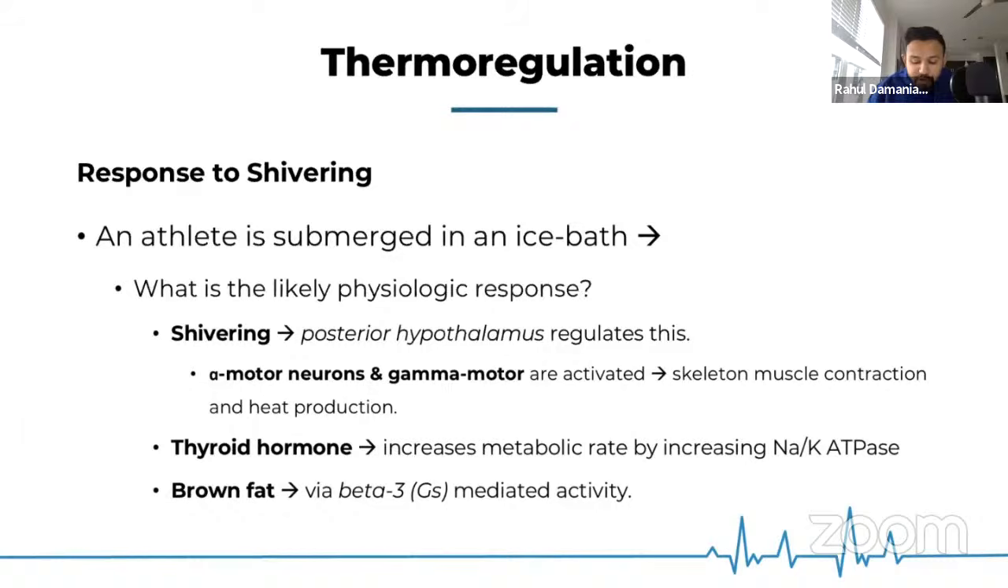When you're thinking about shivering, guys, shivering is probably the most important response to very cold temperatures. What shivering does is the brain triggers the alpha motor and gamma motor neurons in your muscles, and that's why you end up getting skeletal muscle contraction. Thyroid hormone also goes up, and it increases your basal metabolic rate by increasing sodium potassium ATPase. And finally, just to integrate some autonomics, brown fat is also going to come into play to give you thermogenesis.